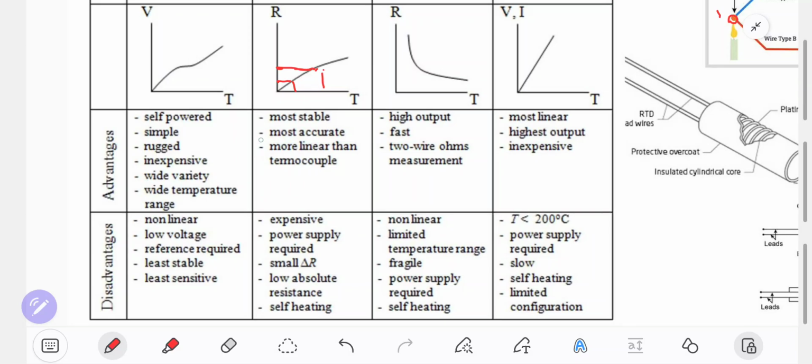What are the advantages of using this RTD sensor, resistance temperature detector? Number one is more stable, more accurate, and more linear than thermocouple. And then what are the disadvantages of using this sensor? Number one is expensive, and then you need a power supply, which makes higher voltage, small delta R, low absolute resistance, and self-heating.